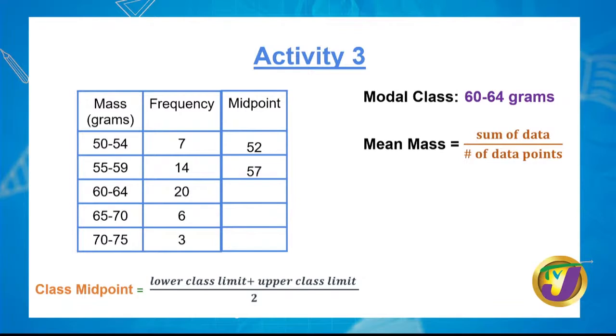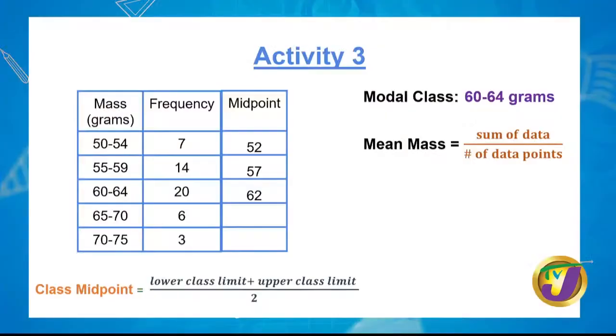Right. And then for the second class, we have 55 plus 59 divided by 2, which is? 57. Tyrone, you're bright, man. 60 plus 64 divided by 2, that is? 62. I'm seeing a trend. I'm seeing that the midpoint seems to be increasing by 5. What could be causing that? I'm already seeing something because 5 plus 52 gives us 57 and 5 plus 57 gives us 62. Okay, and I'm also seeing that the class intervals have a size of 5 in each interval. Oh, the class width. Yes, the class width is also 5.